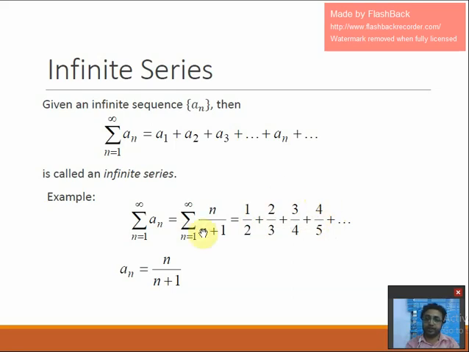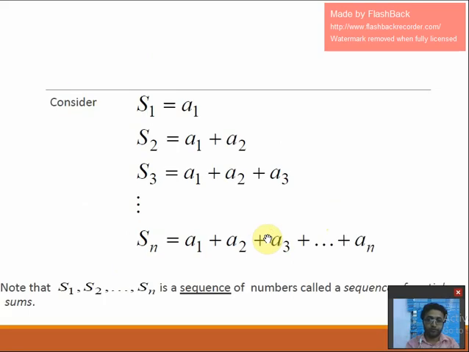If there exists some finite sum, then we say the series is convergent. So, what we do: suppose S1 is equal to a1, S2 is equal to a1 plus a2, S3 is equal to a1 plus a2 plus a3, S_n is equal to a1 plus a2 plus a3 up to a_n. So we are constructing one sequence, that is called the sequence of partial sums: a1, then a1 plus a2, and so on.